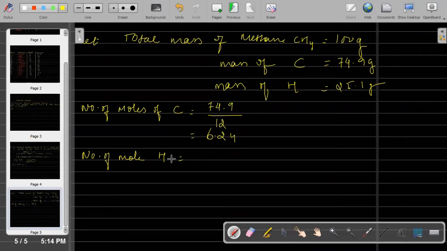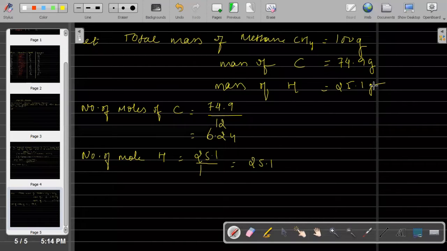Can you calculate? Divided by 4. 6.25. The mass of hydrogen is 1. So same as 25.1. Yes, same as this.